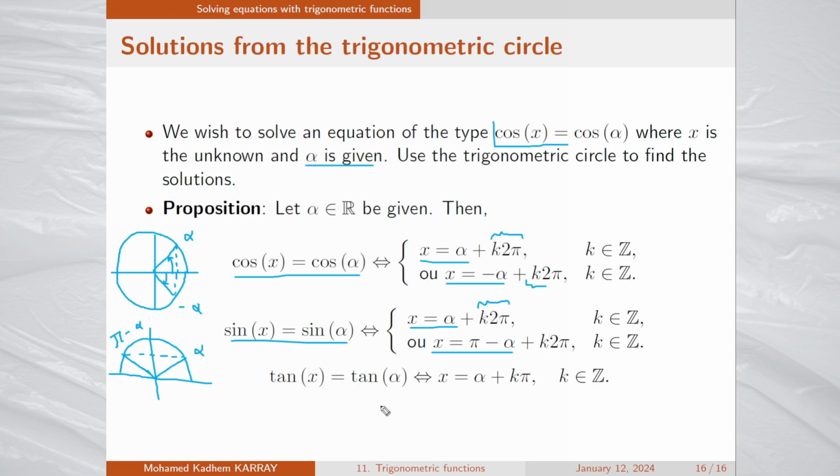And finally, tangent x equals tangent alpha if and only if x equals alpha plus k multiplied by pi, where k is again a relative number, a relative integer more precisely.